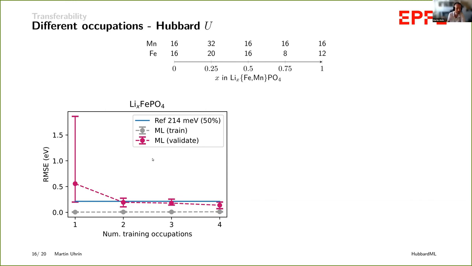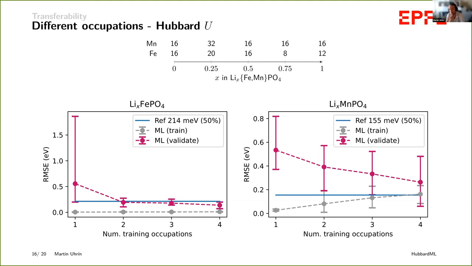But by the time you've shown it 2 out of these 5, it's already making very, very good predictions for the whole set. So this was for the iron. This is for the manganese. It's slightly worse. I found that the manganese seems to be a lot more difficult to learn in general, no matter what I ask of the model. But it's still, after 2, it's reasonable. By the time you've shown it 3, it can predict the other 2 oxidation states with a fairly low error.